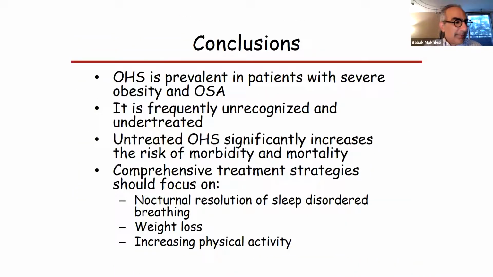So to conclude, again, hopefully I've convinced you that OHS is more prevalent than what you think. Most of these patients have severe obesity and significant OSA. In fact, 70% of these patients have severe OSA as well. It's frequently unrecognized and undertreated, many times mislabeled erroneously as COPD exacerbation or heart failure exacerbation. And then I think it's important to recognize that treatment should not just focus on PAP therapy, because as I showed you earlier, the great majority of mortality in the Pickwick clinical trial was cardiovascular events.